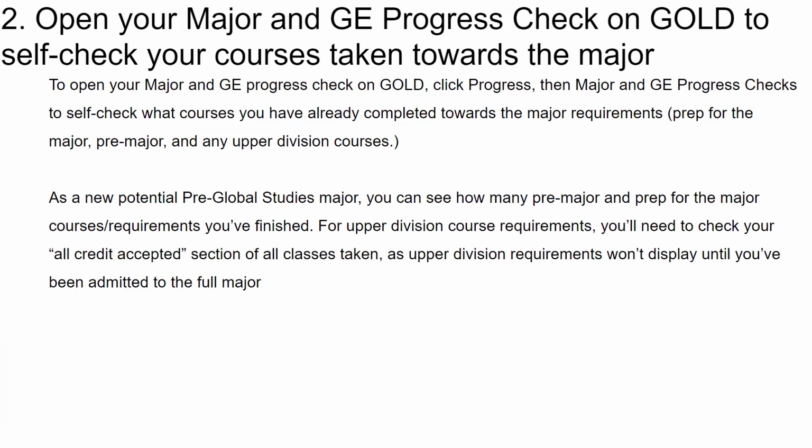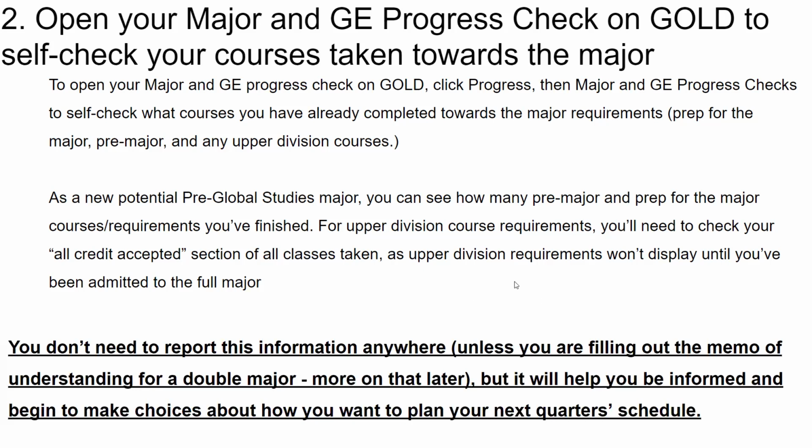So yeah, as a potential pre-global studies major, you can see how many pre-major and prep for the major courses or requirements you finished, but something to keep in mind is the system won't show you your upper division major requirements until you're already in the full major, which is a little annoying, I think. But what you can do is scroll all the way down to the all credit accepted section of your progress check. That'll give you every class that you've taken or gotten credit for transfer work, and you can cross-check that with the major sheet to see what you might have already taken that also counts for upper division major credit.